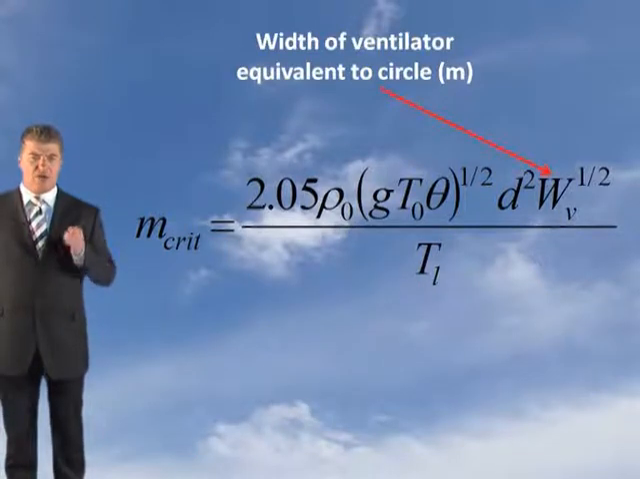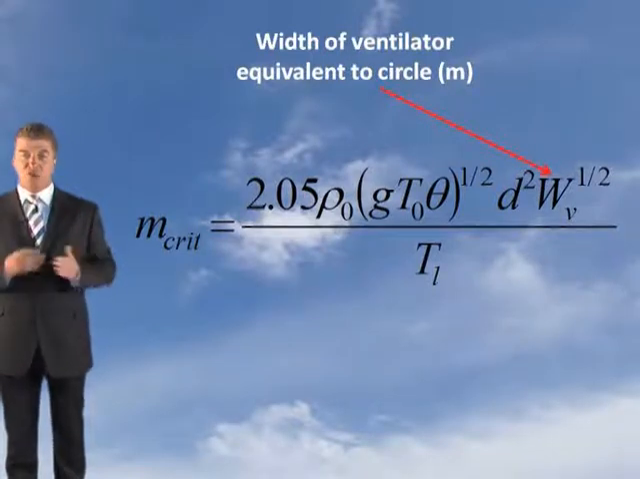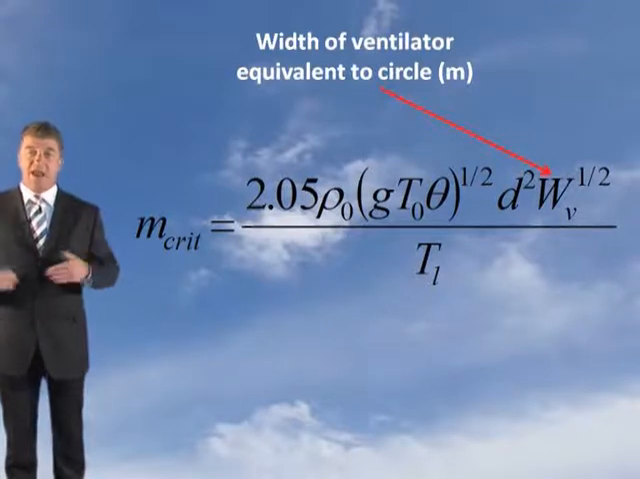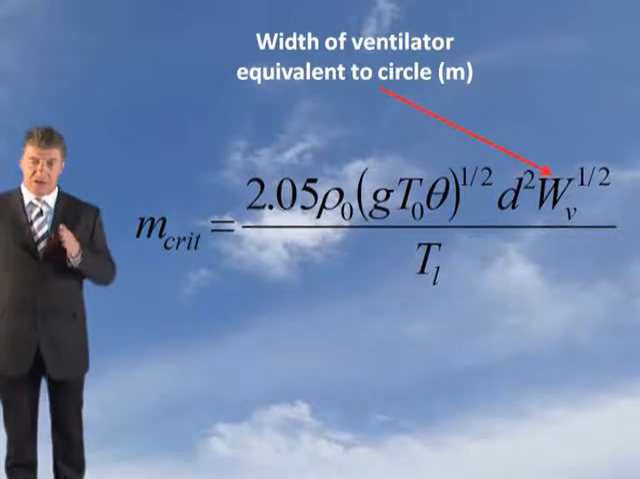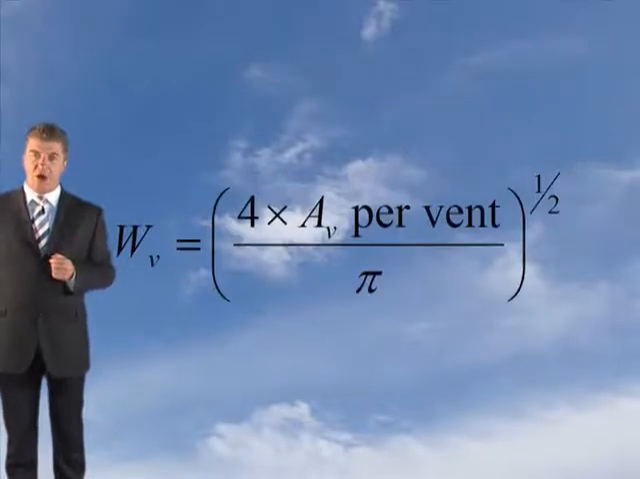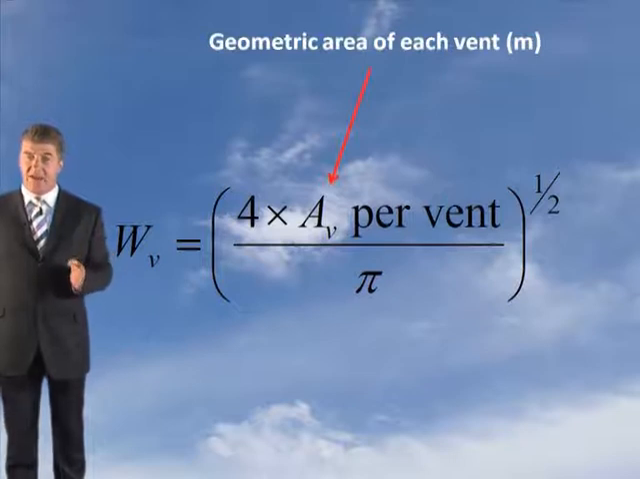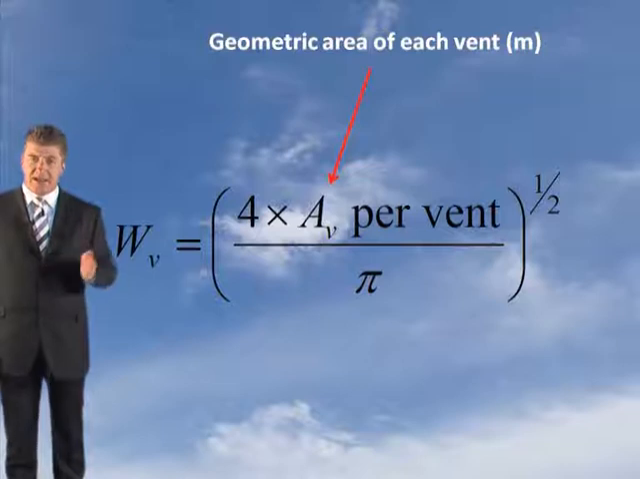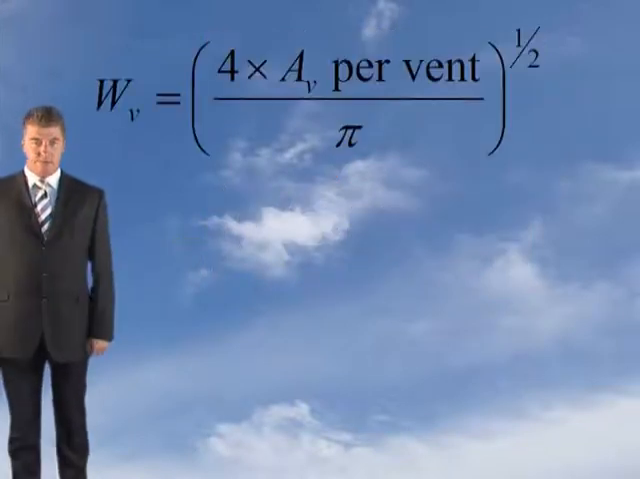TL is the temperature of the smoke layer in kelvin. WV is the width of a circular ventilator with the same area as any other vent. Because you're not sure what size or shape vent you're going to have, you have to convert it to a circular ventilator to make this formula work. So that's what WV is. Now, you've got to determine WV, and this is the formula to apply: WV equals 4 times AV per vent, which is the geometric area once you've taken into account the efficiency of the ventilator, divided by pi, and the whole lot square rooted.